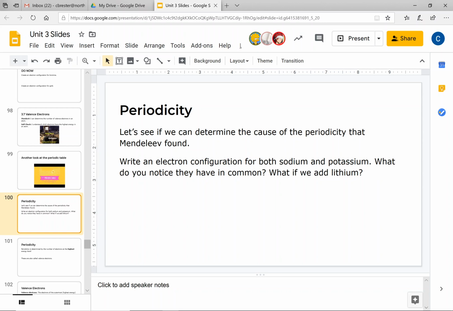So what I want you to do for a second here is to write the electron configuration for sodium, and then write the electron configuration for potassium. And we need to focus on what they have in common. I'll give you a second here to do that.